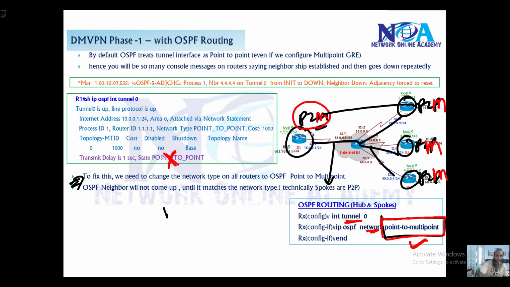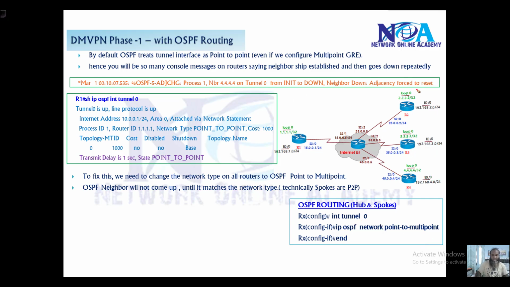So you cannot run point to multipoint here and point to point here and then expect OSPF to form the neighbors. That is not possible. So the network type has to match on all the sides for OSPF neighborship to come up. Okay, so that's the reason we need to go and change the network type on all the routers. Same like in NHRP we have to change the split horizon rule for the spoke to spoke exchange of the routes. So here for the neighborship to form we need to change the network type.